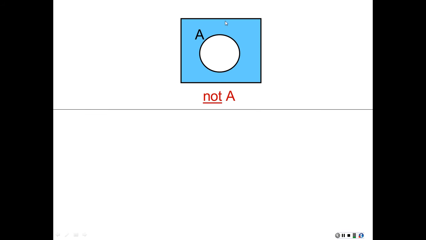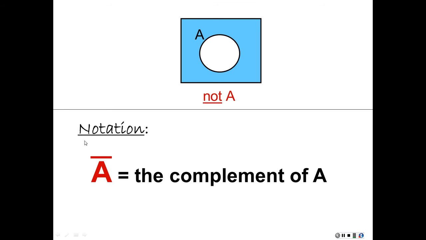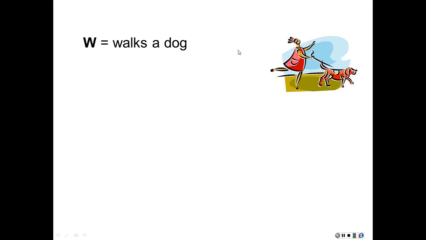So we have this as not A. The notation is A with a dash on the top. There are several other types of notation, and look at the one in your book, because that's the one that will be used in my stat lab. Okay. Now let's look at this example.